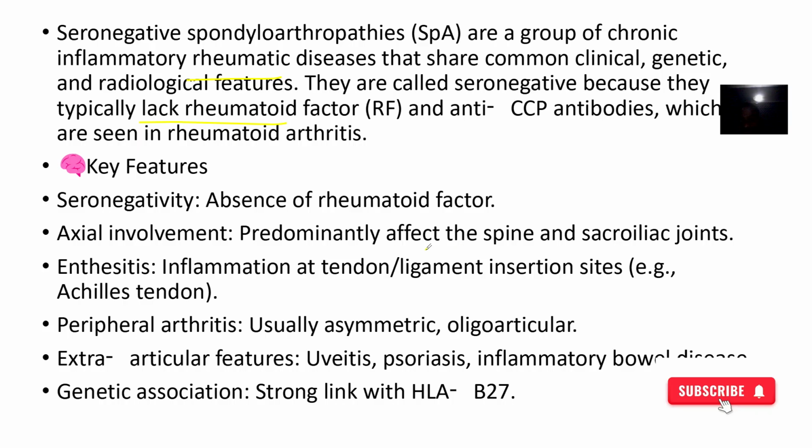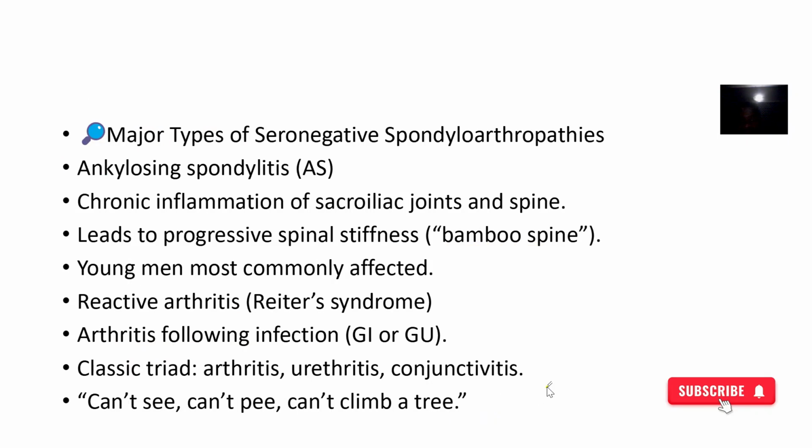Axial involvement: they usually affect the spine and the sacroiliac joints. Enthesitis, the inflammation of the tendon and ligament insertions. Peripheral arthritis is usually asymmetric oligoarticular. Extra-articular features include uveitis, psoriasis, and inflammatory bowel disease, and it's usually strongly linked with what? The HLA-B27.